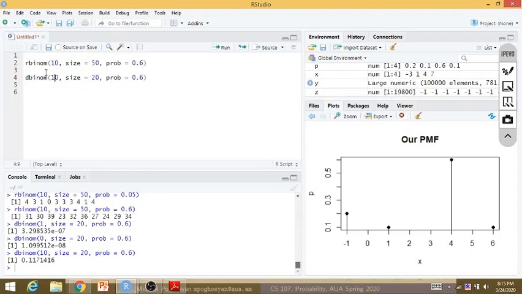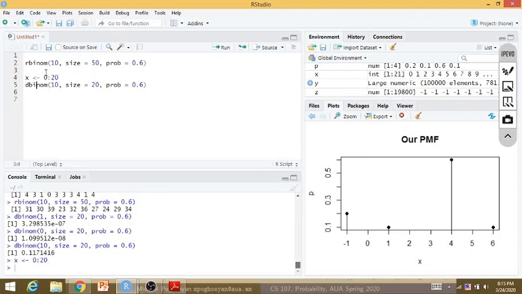to 20. So I'm making a vector. So x is a vector running from 0 to 20. I'm running this. So I'm calculating the values of PMF at x for 0, for 1, for 2. I'm calculating all these probabilities, and I want to keep this in a variable, say y. Okay, so I'm running this.